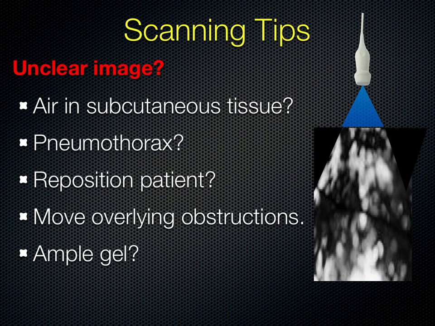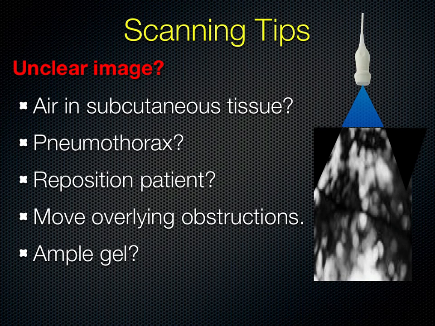If you're not getting a good image initially, you have to ask yourself a few questions, and these are pretty much the same questions you'd ask for any type of ultrasound. That is, is there air in the way? And air can either be between the probe and the patient when you don't have enough gel, or it can be within the skin, or it can be within the structure itself that you're imaging, such as the lung. Is there pneumothorax? Is there a lot of air?